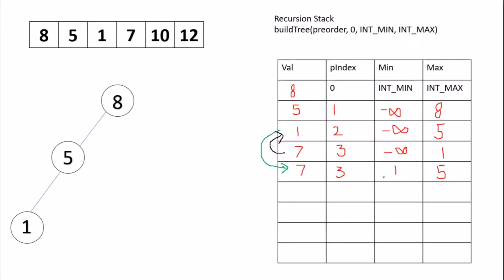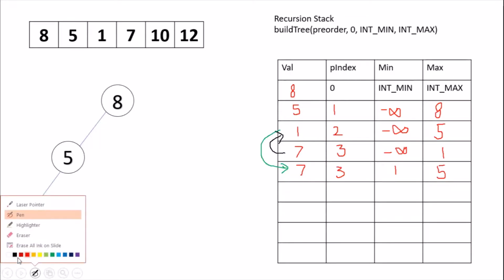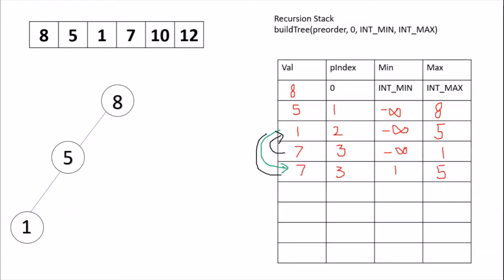And we check if 7 is in this range. No, it is not. Again it will return null to 1. Now once the left and right calls are both finished, it will also return null to 5. And now 5's right subtree call will begin.